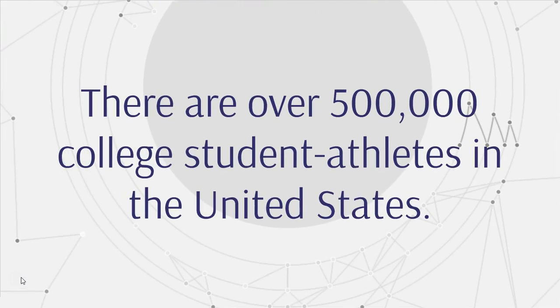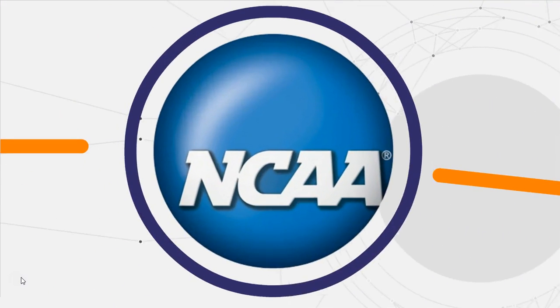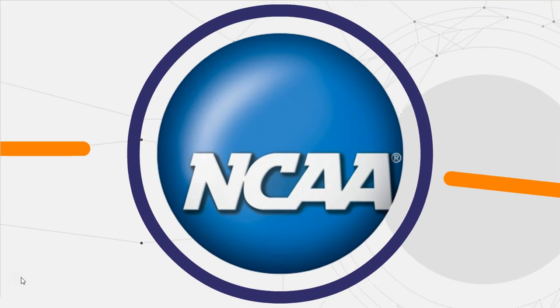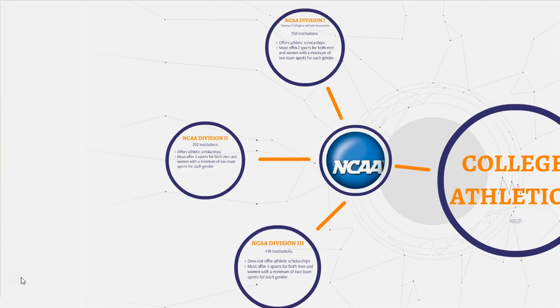Like we spoke about in our last class, there are over 500,000 college student athletes in the United States. Over half of them, approximately 350,000 of them, are NCAA student athletes. The NCAA is broken into three segments. NCAA Division I is considered the highest tier, Division II is the middle tier, and Division III is the lowest tier, but the biggest of the three in terms of number of schools. So we're going to begin at the top.